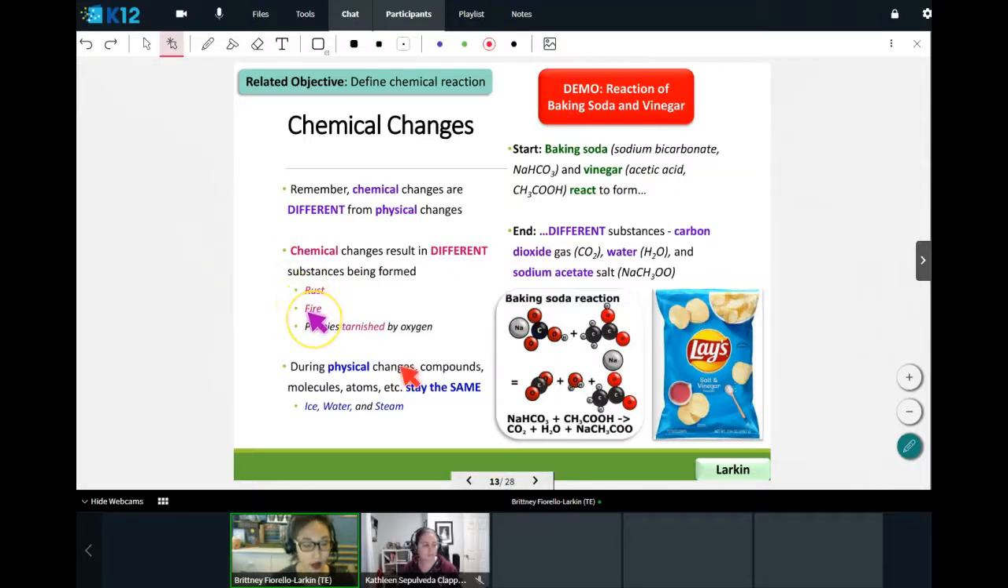Same thing with fire. Fire will react with oxygen to form carbon dioxide and heat, as well as it will change the fuel. It'll create something different. So again, we're changing it. It's different chemicals. Now this is different from, for example, during physical changes. Physical changes occur when things are changing, but the chemicals are still the same.